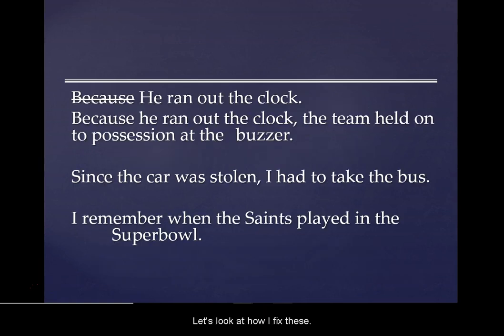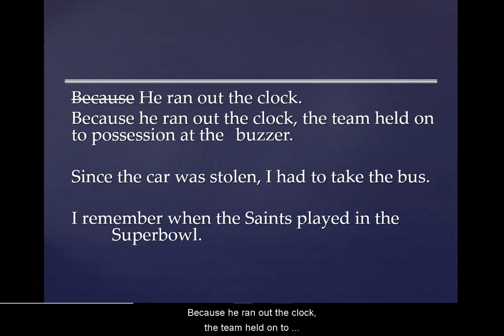Let's look at how I fix these. Because he ran out the clock. You can fix it by eliminating the word because and beginning the sentence with the subject he, or you can create that complex sentence that you want.